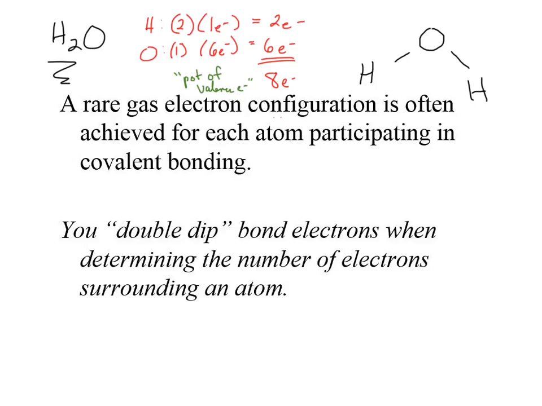Did I mention this before? Anytime you see a dash like that, that means a covalent bond. And each covalent bond has 2 electrons. So right now I have 2 plus 2, I have 4 electrons being shown there. If I have 4 electrons shown, my pot of 8, well, I've got to do something with another 4.